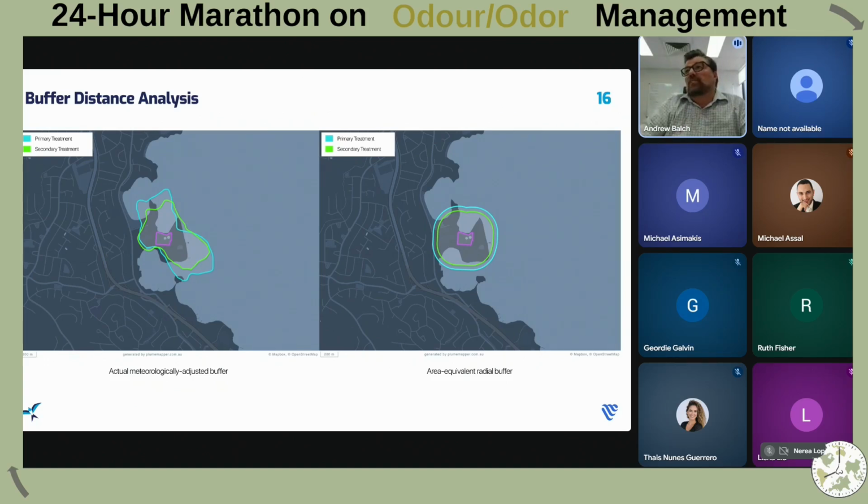You see on the left, the image on the left shows the primary and secondary treatment plants. That's based on the model of the distribution of winds. And then if you take those areas and make it area equivalent, but make it a radial buffer, you get the buffer on the right, which is a more typical static buffer distance for a treatment plant. But it obviously ignores the prevailing wind directions.